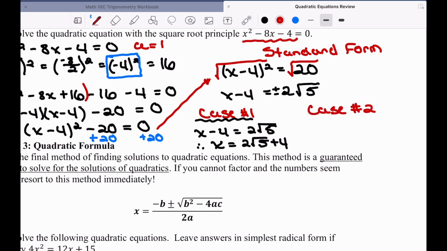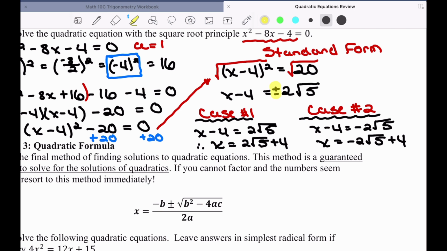Case number 2, we're just going to take the negative. So we're going to go x minus 4 is equal to negative 2 root 5. If we move the 4 to the other side, we're going to get x is equal to negative 2 root 5 plus 4. So both of these cases give us a final solution that represents the 0 solution or root. And this would be solving it using the square root principle. Yet again, to reiterate, if we have a square root, we know that this plus minus has to exist because that's the part that sets up our two cases. The plus minus is what's going to give us these two individual roots.